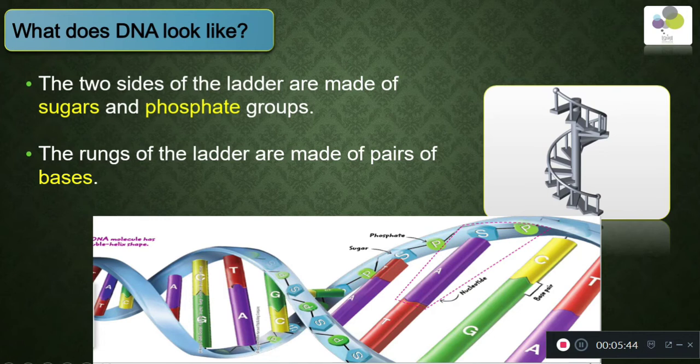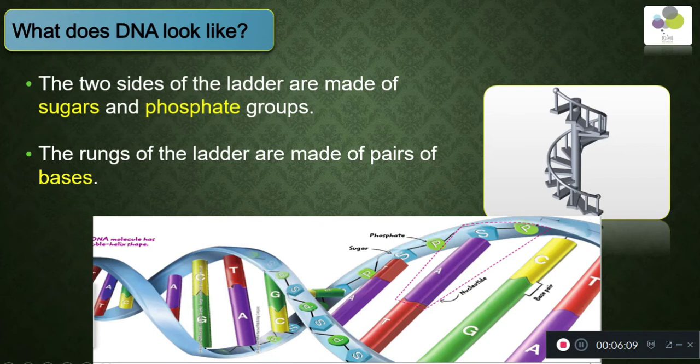And these bases, guys, are like the stairs, like the rungs of the stairs, which are made up of nitrogen bases. We have nitrogen base A attached to T and nitrogen base C attached to G and so on. This is called a base pair, where one is complementary to the other.